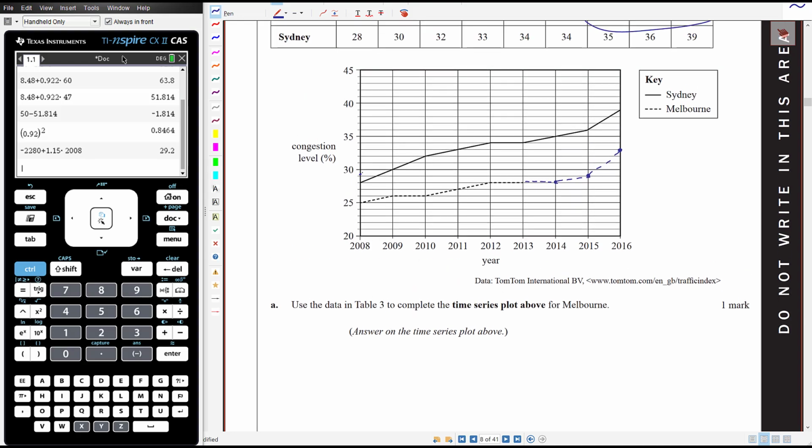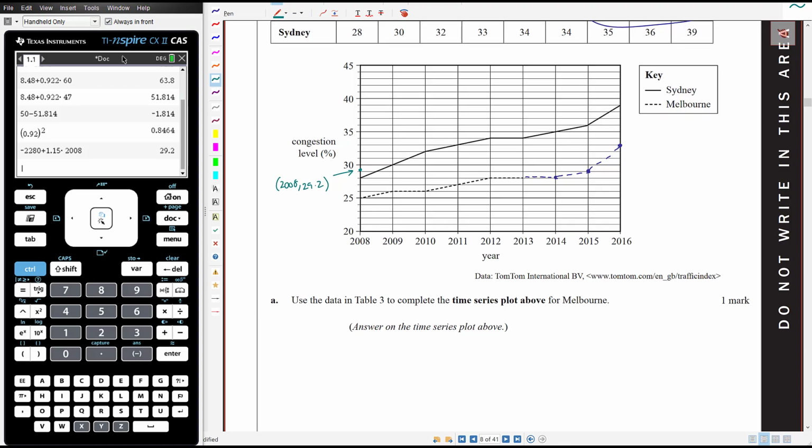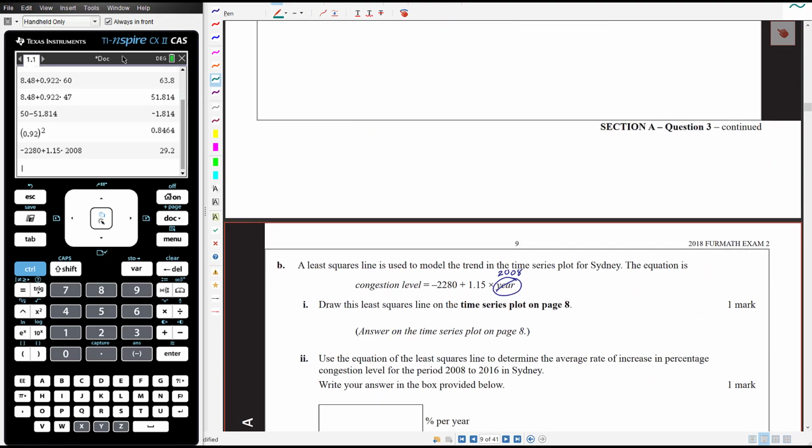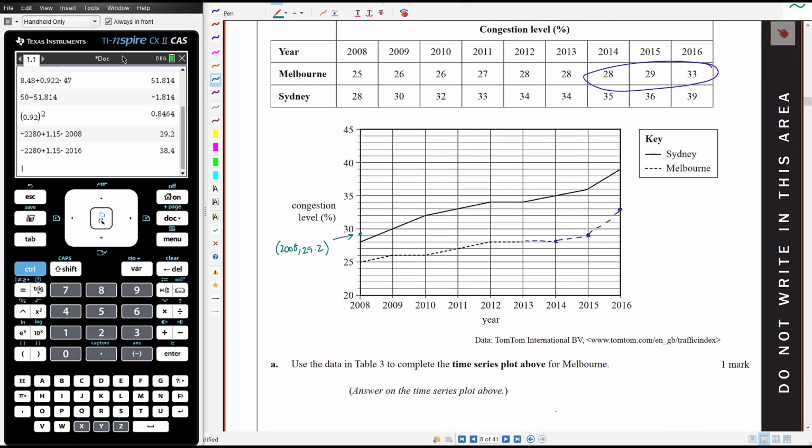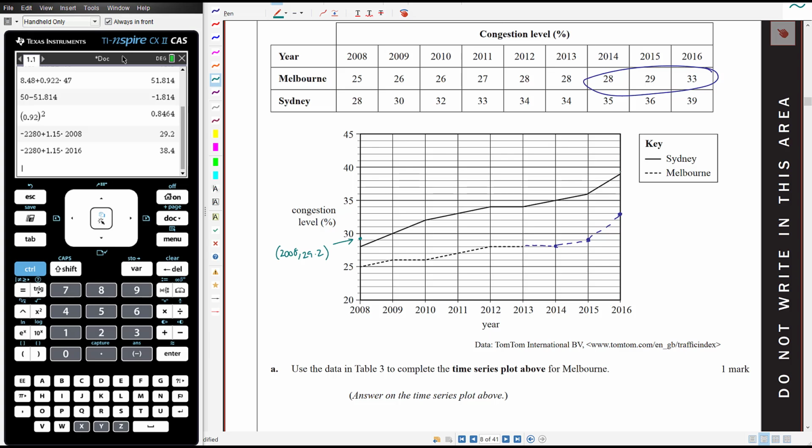I'm going to use a different colour. It's going to start somewhere about there. So it should be 2008, 29.2. Then let's work out what's happening in 2016, and we can join those 2 points with a straight line. When the year is 2016, I'll edit my calculation in my CAS. It's 38.4, so 2016, 38.4, which should be about here.